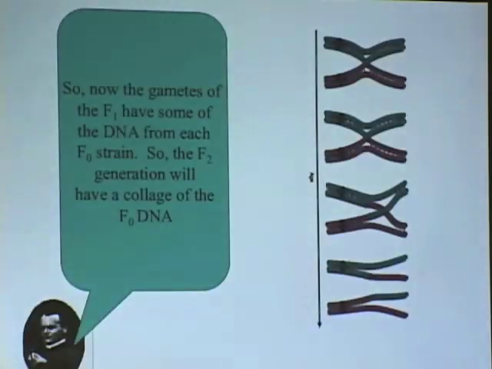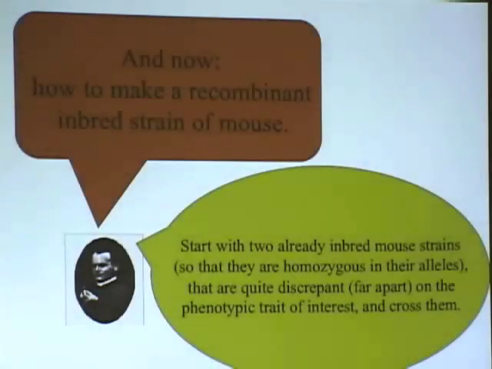All right. So now the gametes of the F1 generation have some of the DNA from each of the F0 strain. Okay, does that make sense? All right. And so they're going to end up with a collage. All right. So now let's talk about how to make a recombinant inbred strain of mouse.